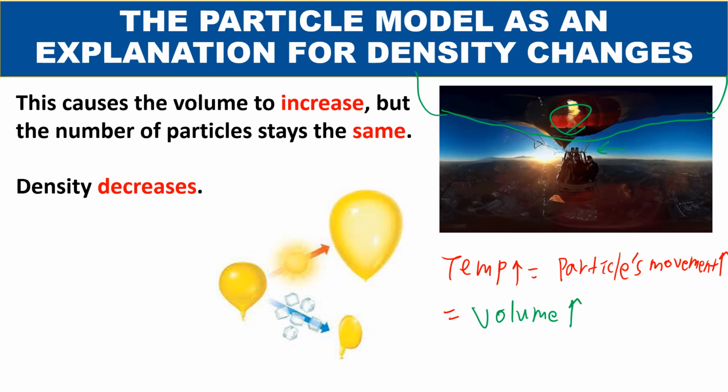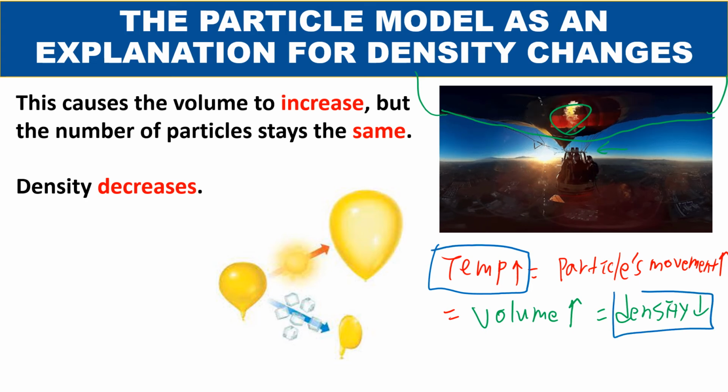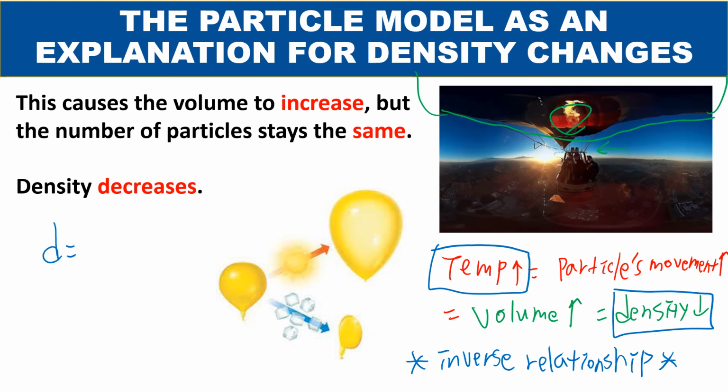If the volume goes up, density goes down. I want you to ultimately know that temperature and density, when one goes up, the other goes down. We talk about this relationship: it's an inverse relationship, just like viscosity. Now, I can even prove this mathematically. I want you to think about the density formula. Density is equal to mass over volume.